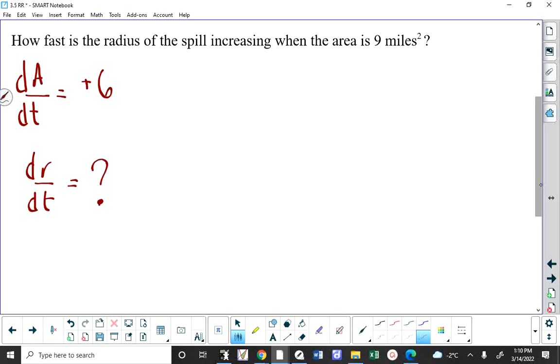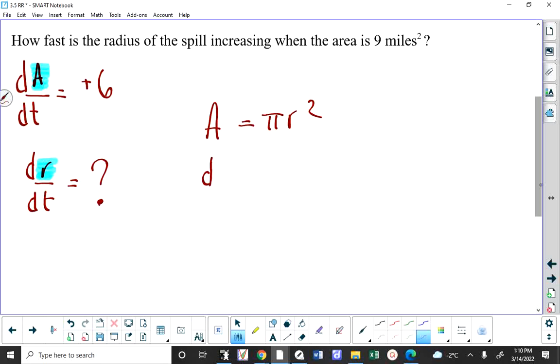What variables are we referring to here? We are referring to the area of the spill and the radius of the spill. So what's the equation relating those? A equals pi r squared. And we're ready to proceed and answer the question.